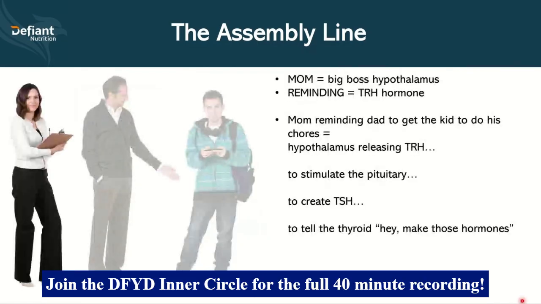Now you've got mom. She's the hypothalamus. She's the big boss. She's making the TRH to remind dad that he needs to get the kid to do the dishes. So mom, the hypothalamus, is kind of upstream, reminding dad, that's the TRH hormone, to get the kid to do the dishes. So this is, again, that whole big assembly line. Your hypothalamus does something to stimulate the pituitary, which does something to tell the thyroid to create those hormones, the T3 and T4. So that is a lot going on upstream just to make sure those chores are getting done, those dishes are getting put in the dishwasher and done correctly.